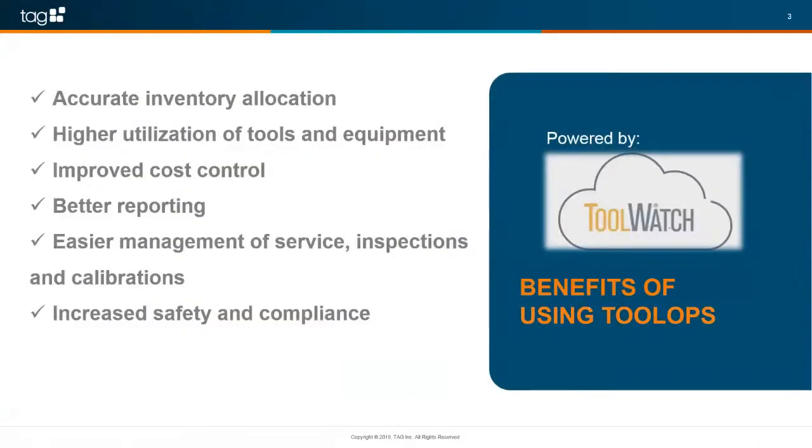What are the benefits of this solution? Accurate inventory allocation, higher utilization of these tools and equipment. And when we say what this exactly is for, it's for small tools, things that would be moving pretty quickly from job site, warehouse, in route to different job sites. This way you can track all of this. It's a resource management tool, but you can also track maintenance and service on these tools and equipment as well. This improves cost control and allows you for better reporting, easier management of service, inspections and calibrations, and increased safety and compliance.